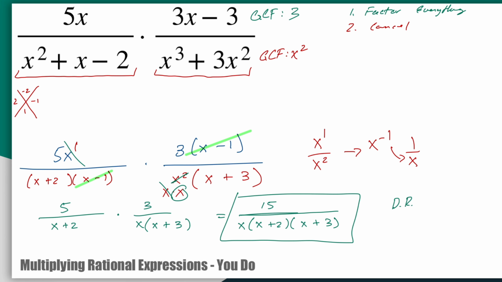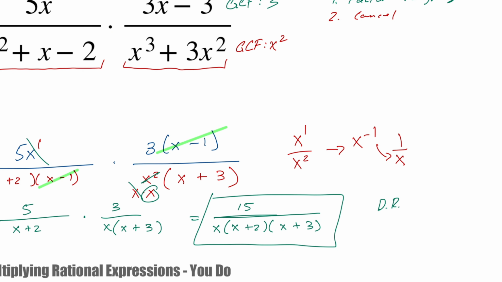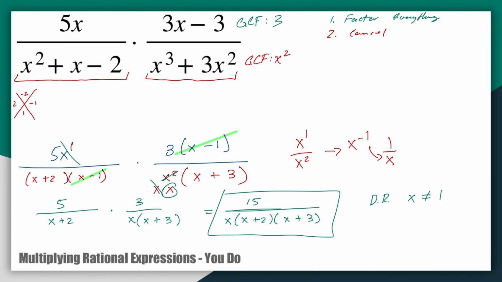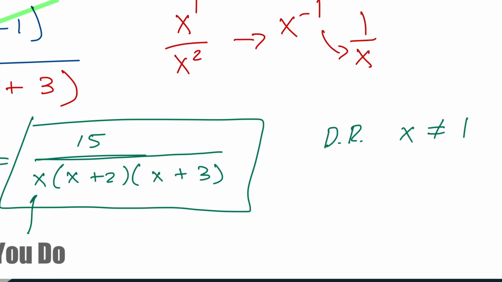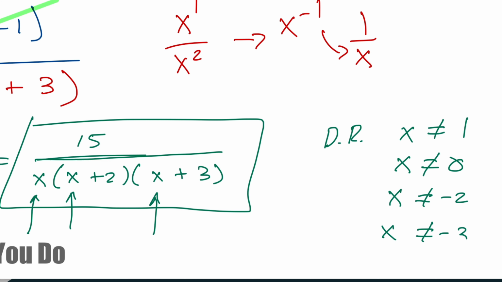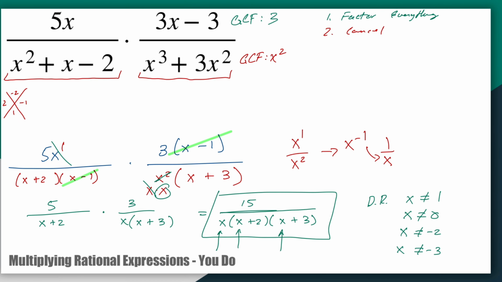That's our last thing. Off the bat, let's go to the ones we canceled first. We canceled out an x minus 1, so that means x cannot equal 1, okay? Now we did cancel out an x, but there is still an x in our answer, so they're both telling us the same thing here. The first x tells us that x can't be 0. The second x can't be negative 2. And then the last x cannot be negative 3, okay? So that one has 4 domain restrictions, and that's totally fine.